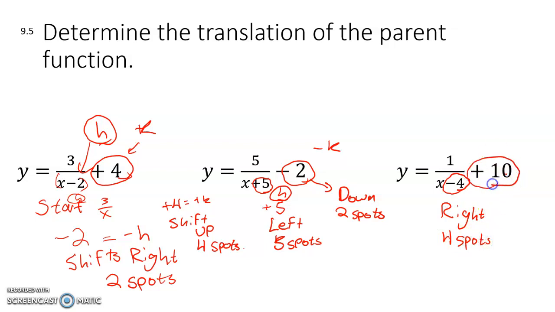And then the plus 10 on the outside, that's not in the fraction. It's basically the 10 on the outside of the fraction. That means it's going to be either going up or down. The positive tells me it's going to be going up 10 spots. Okay? So again, that's basically when we talk translations. We want to see whether it shifts right or left, up or down, all that kind of stuff.